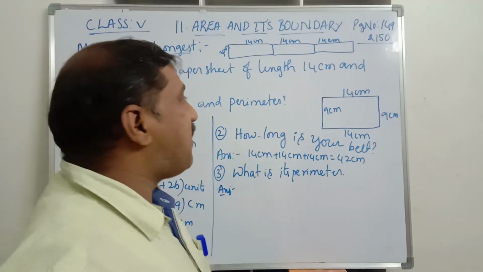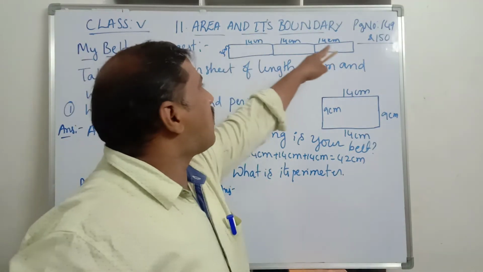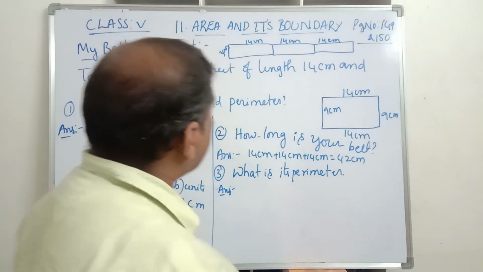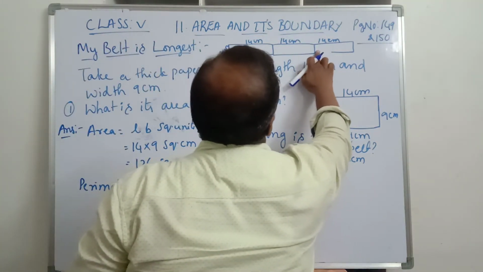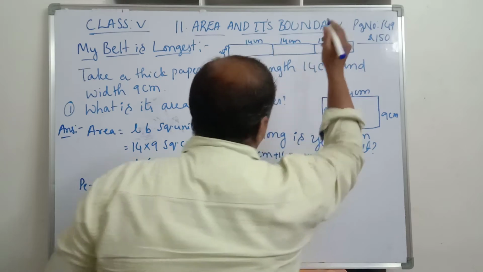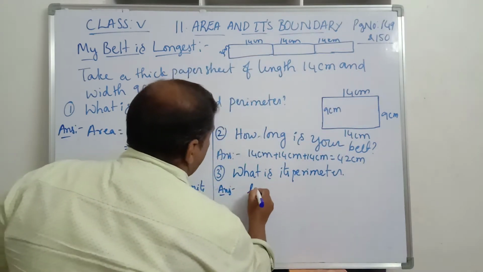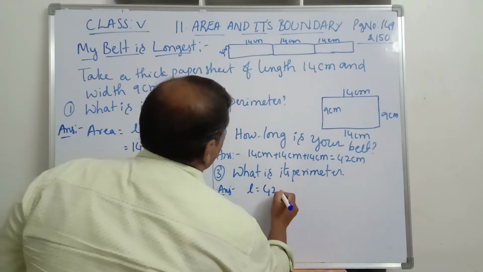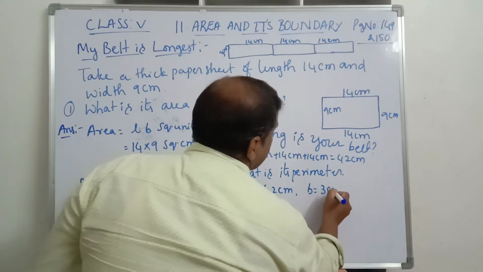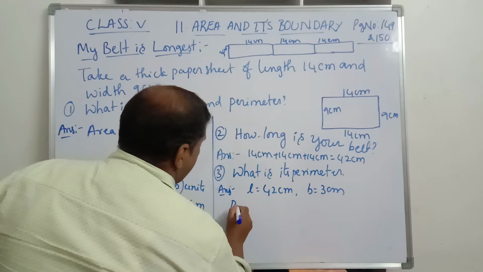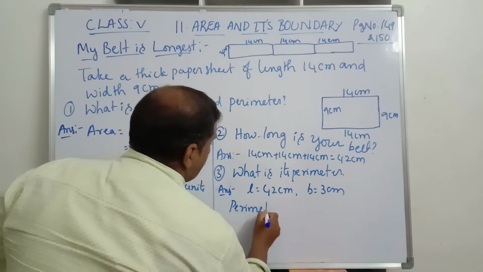Now what is its perimeter? What is the perimeter of this belt? So what is the shape of that belt? It is again a rectangular shape, whose length is equal to 42 centimeters and breadth is equal to 3 centimeters. Now its perimeter is equal to what?